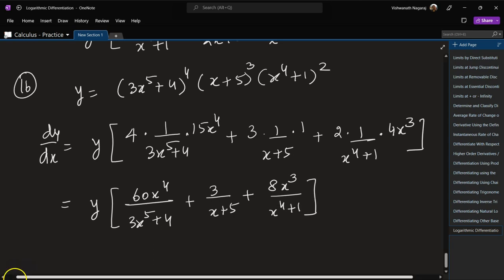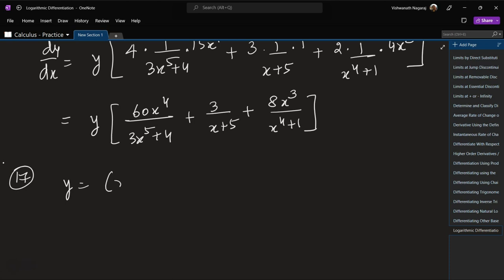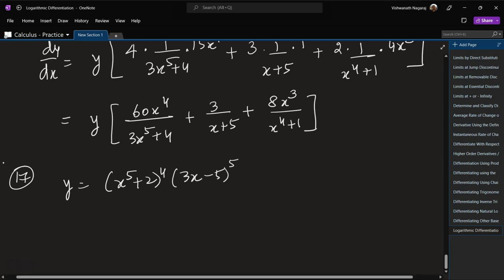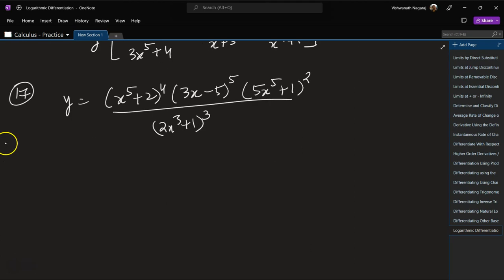Okay, 17th one. Y is equal to x to the power of 5 plus 2 to the power of 4 times 3x minus 5 to the power of 5 times 5x5 plus 1 to the power of 2, and the whole thing divided by 2x cube plus 1 to the power of 3. Okay, so dy by dx would be y times natural log of this plus natural log of this plus natural log of this minus natural log of this.